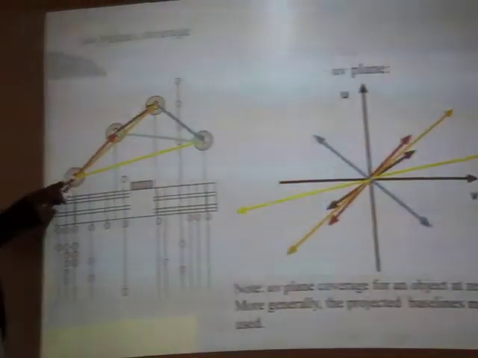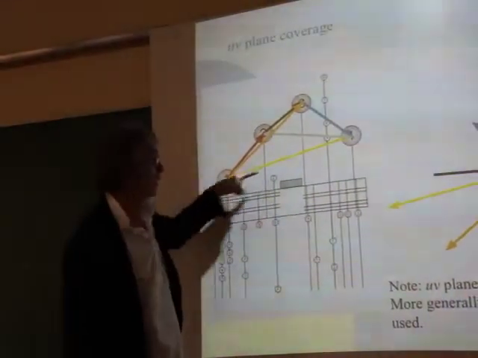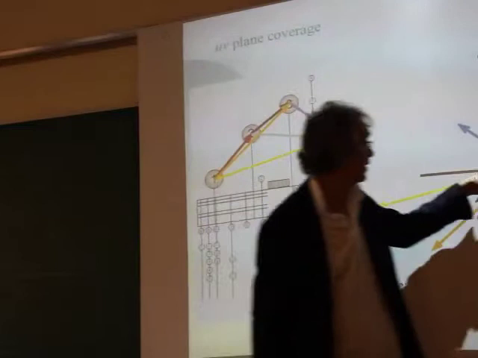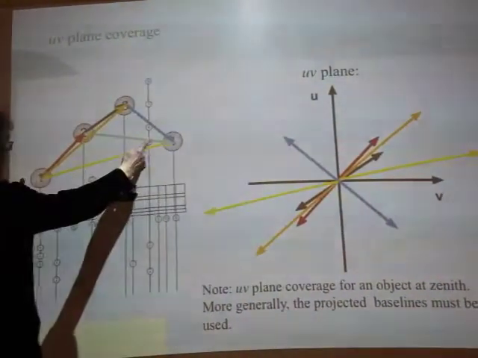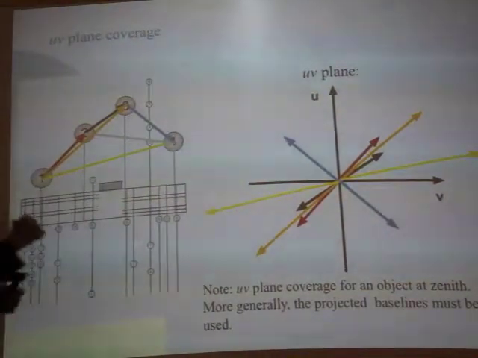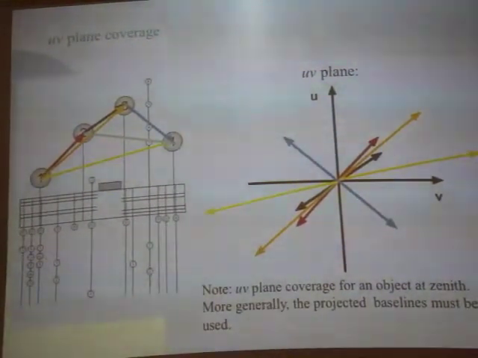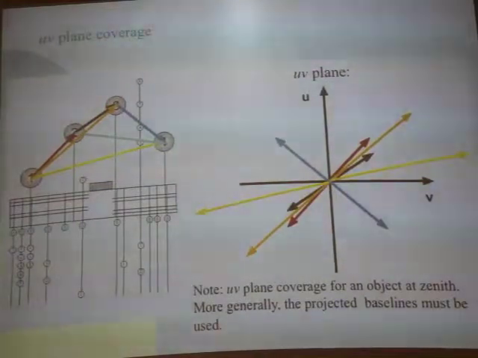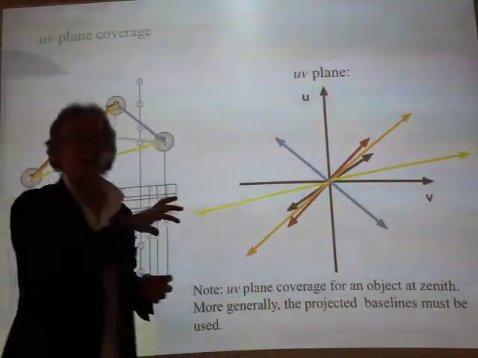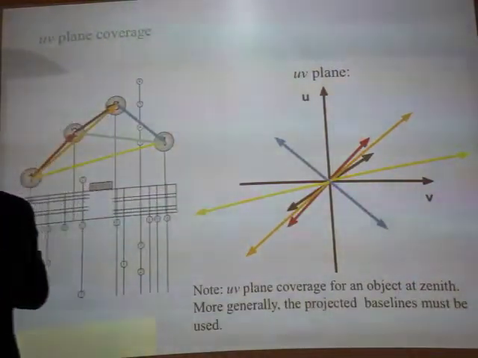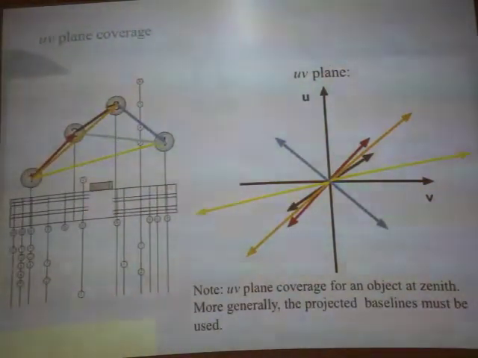Now if you look at the yellow arrow here, you see that it is here. And vice versa, because you may consider it this way or that way, of course. And the idea is that you try to cover the UV plane as much as you can. And when it is covered, you may apply the inverse Fourier transform that we have seen to retrieve the real flux distribution of the source.